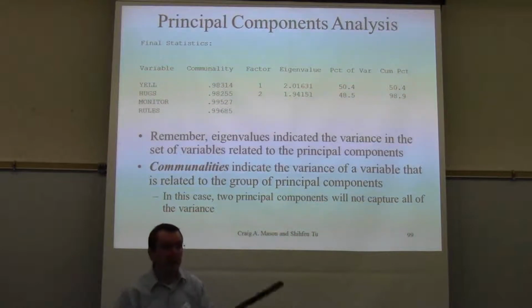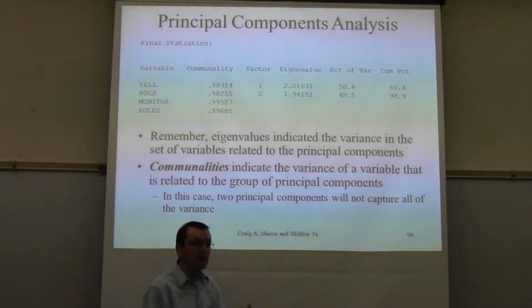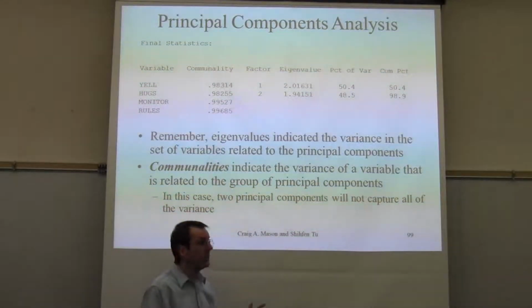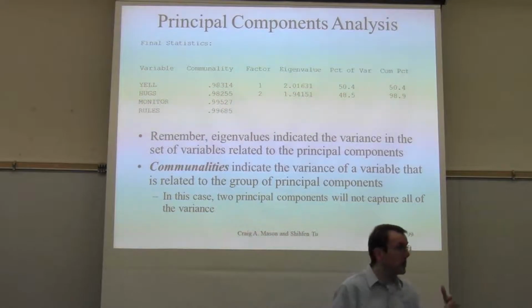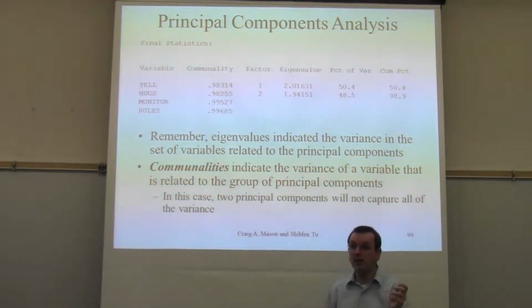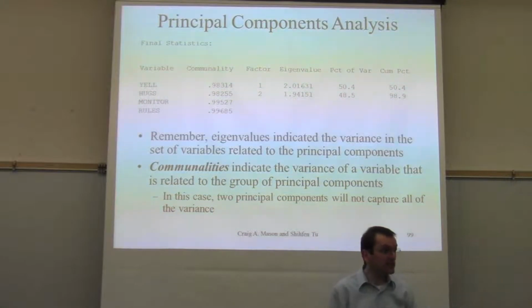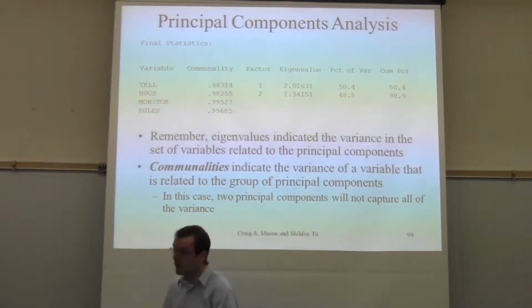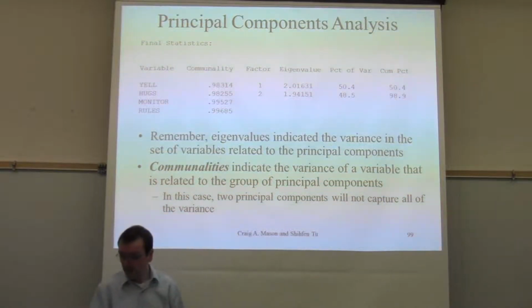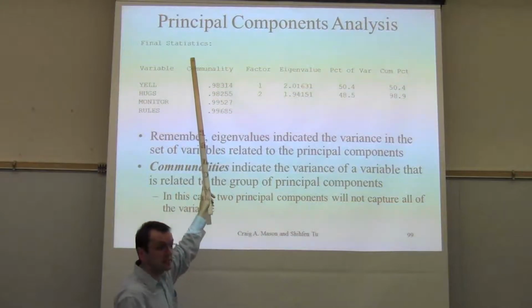Okay, so that's the diagnostic, that initial process of coming up with a solution. Again, we talked about how the default is to pick however many eigenvalues are greater than 1. You can go in and tell it, I want 2 or I want 3, or you can have it pick more or less than that, or set other criteria, depending on your own ideas. We then get to the final statistics.